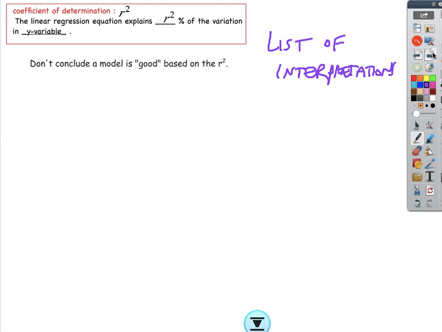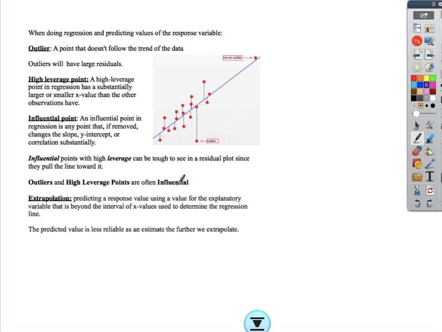Okay, and then this page, you might want to pause it and write some of this stuff down on a note sheet possibly, but these are all the things we've talked about in this video. It's just in a more compact place. High leverage points might be phrasing that you might see on the AP test. So here's a description of that.